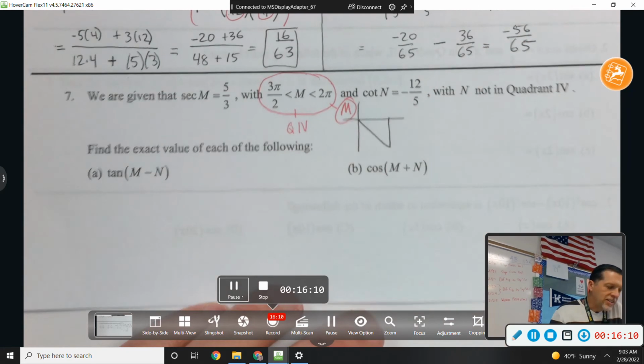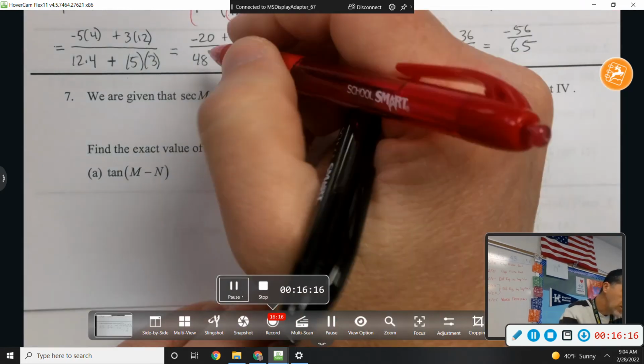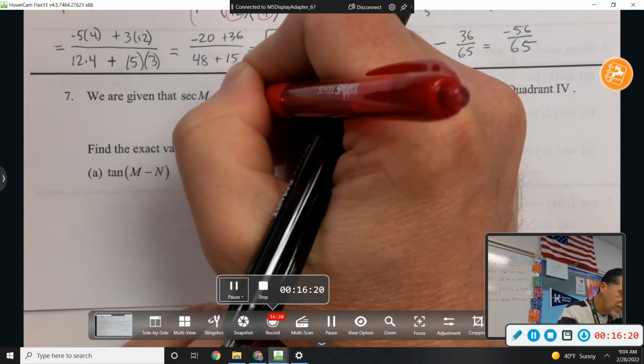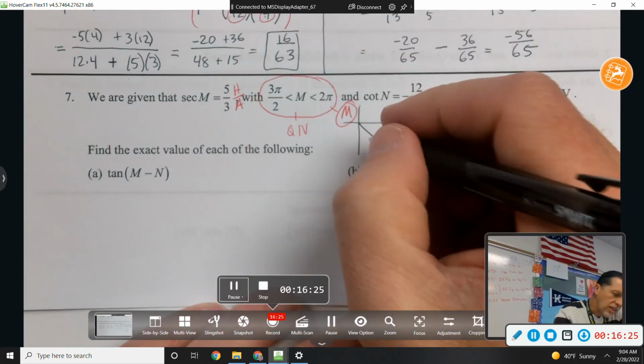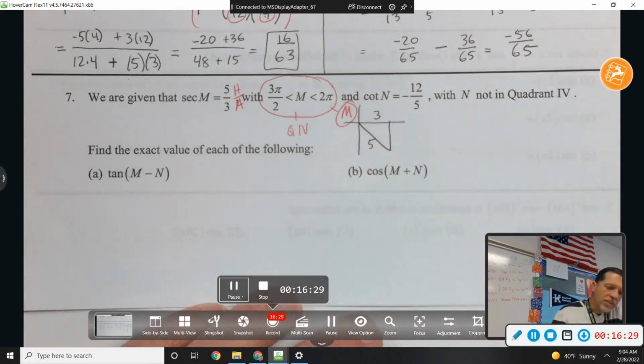Let's see, secant. I don't like secant. Who is secant? Partners with cosine. Cosine's ka, so secant is ha, I guess. So the hypotenuse is 5, the adjacent is 3. What's the missing side? 4. Is it 4? Negative 4. Negative 4.